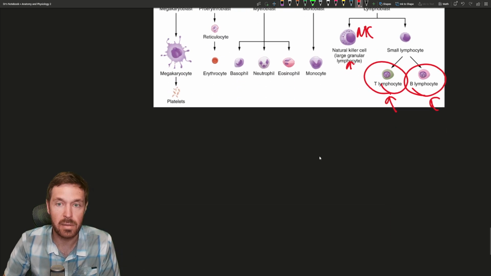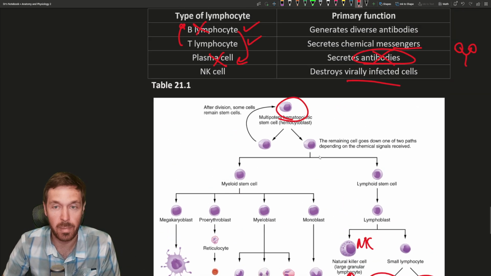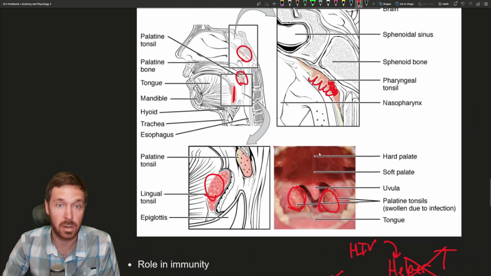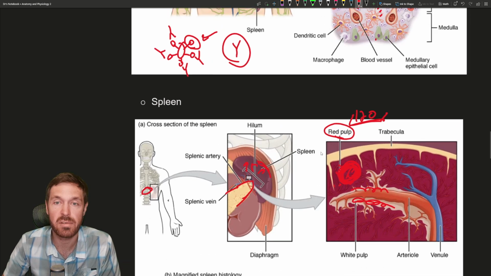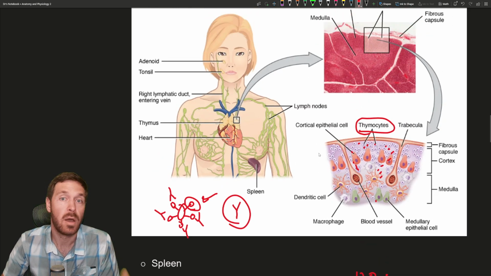Alrighty, that is all I have to talk about today. So that was your quick and dirty overview of not only the lymphatic system, but some general overviews of the immune system.